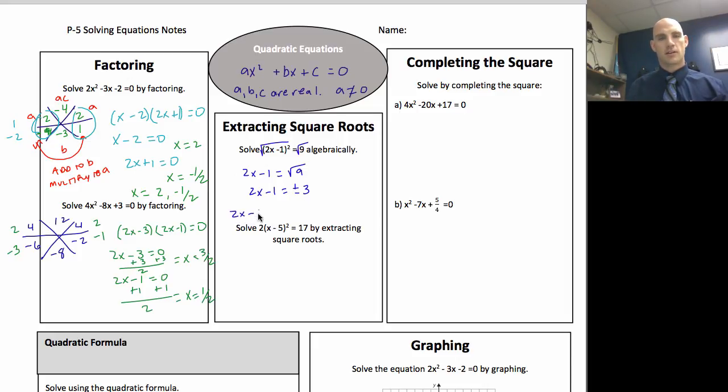So 2x minus 1 equals 3, and 2x minus 1 equals negative 3. Because of that, I can solve this equation and add 1. So 2x is equal to 4, so x is equal to 2. And on this one, if I add 1 to both sides, 2x is equal to negative 2, so x is equal to negative 1.